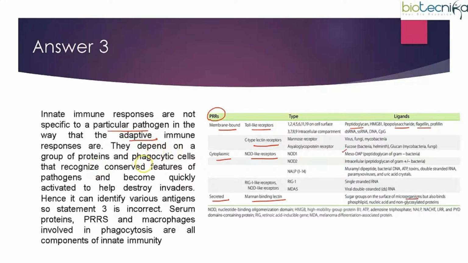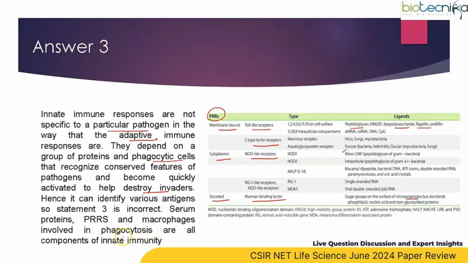They depend on a group of proteins and phagocytic cells that recognize certain conserved features of pathogens and become quickly activated and destroy the invaders. So that is why statement 3 is incorrect. Serum proteins, PRRs and macrophages are involved in phagocytosis, so they are all components of innate immunity.